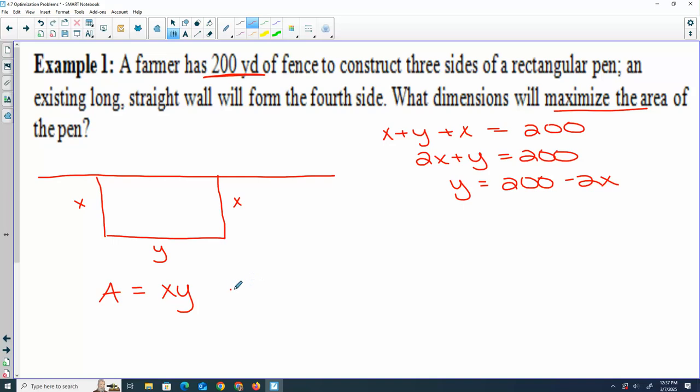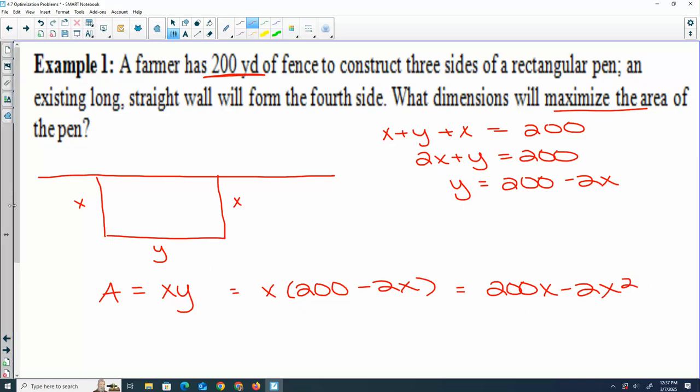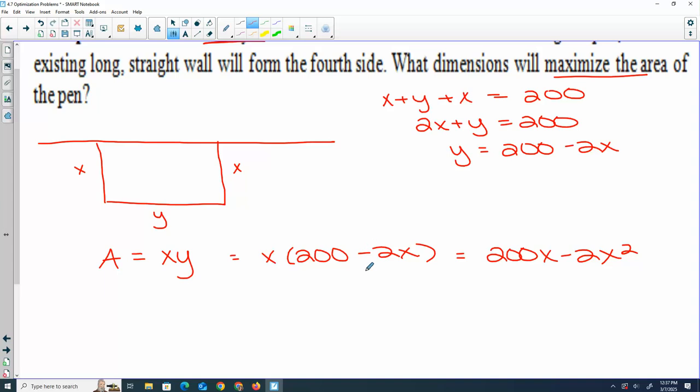So use that here. If I plug that in, it's x times 200 minus 2x. So we get 200x minus 2x squared. So that's my area formula, as nice as it can be. And then if I ask you to find a maximum, what do we have to do? Critical points. Yep. How do we get critical points? So derivative of 200x would be 200 minus derivative of 2x squared would be 4x. And I want to set that equal to 0. So x is 50.